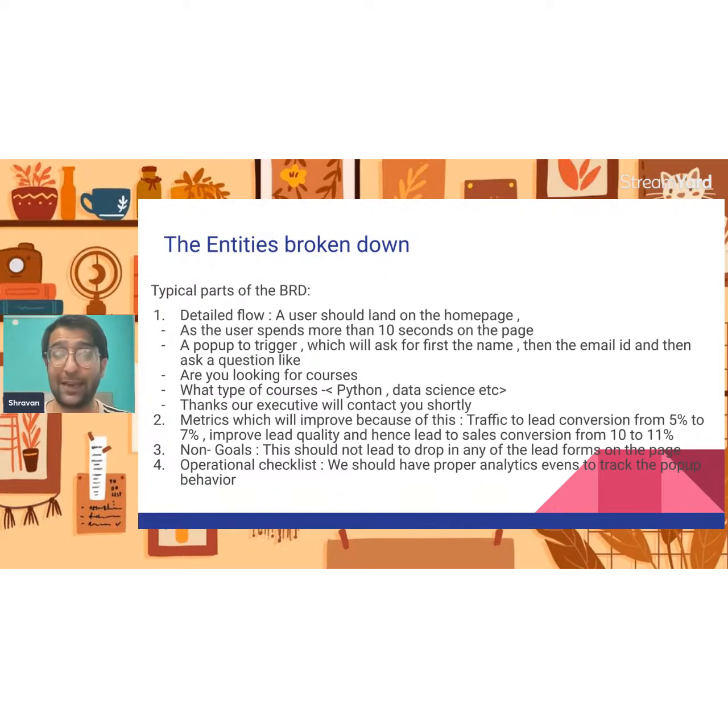Awesome. So the first step is the objective. The second step is why it should be done, the current pain points. The third step is the high level solution. The fourth step is the detailed flow of the solution: a user should land on the home page. If a user spends more than 10 seconds on the home page, a pop-up should trigger. The pop-up should ask multiple questions like your name, your email ID, and which courses you are looking for. If everybody gives the entire details, then we say that our executive will reach out to you shortly.